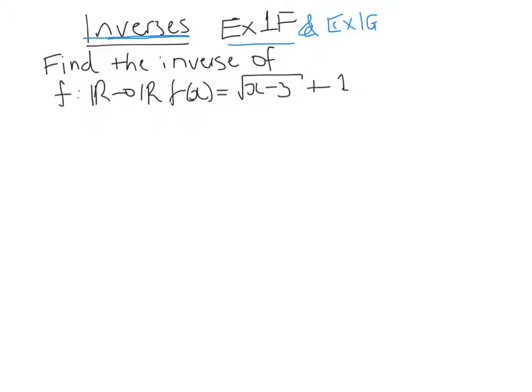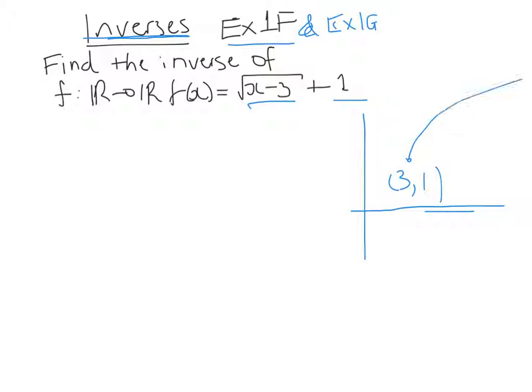Okay, so what we've got to do is find the inverse of this function here. f(x) is equal to the square root of x minus 3, plus 1. Now, if we were to draw that graph, it would start up at (3, 1) and it would go up like that.